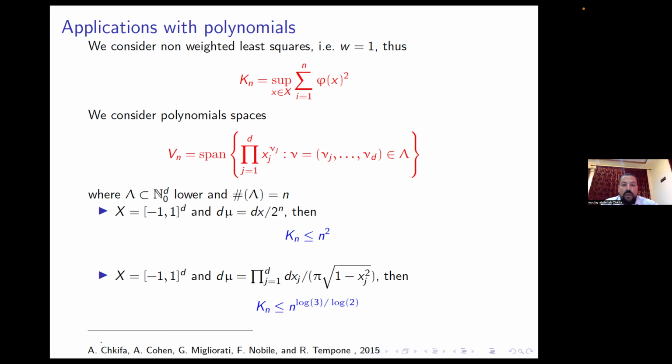I want also to have this slide over here because I will use this estimate, because we use them in our paper when we apply our findings to the interpolation regime, meaning the sample size m is equal to the space dimension n.